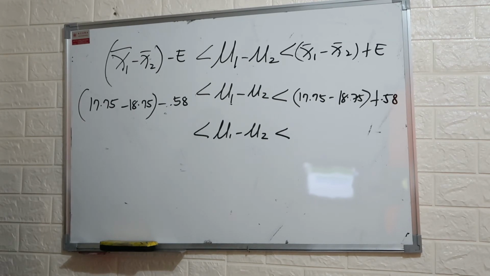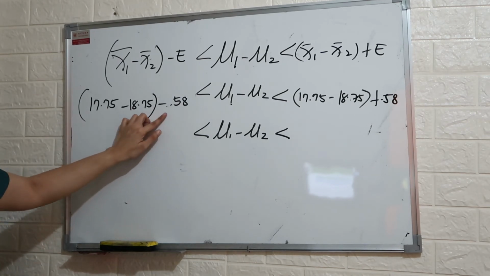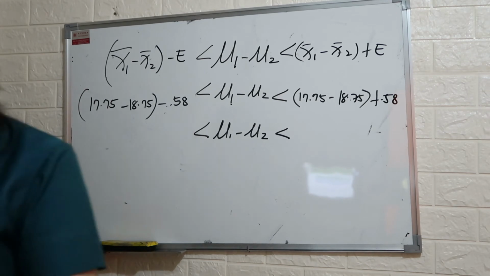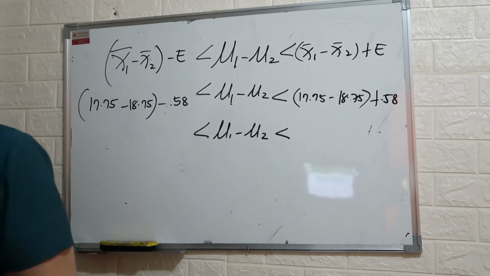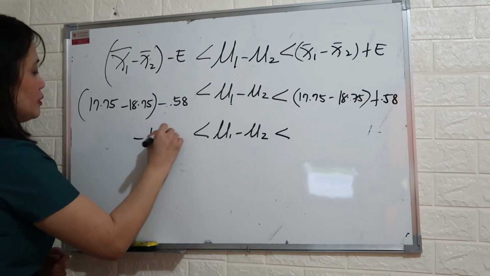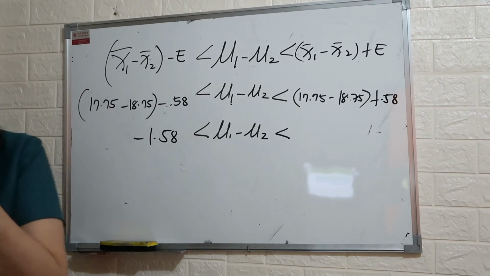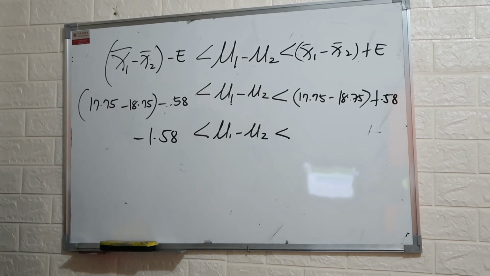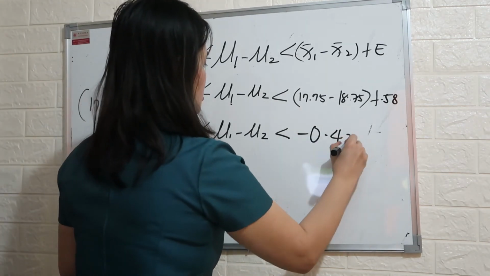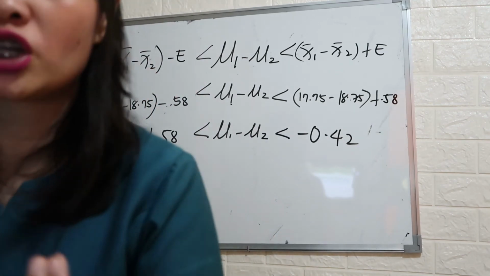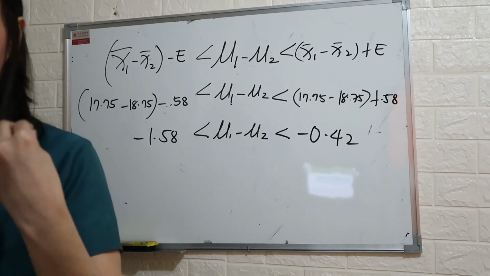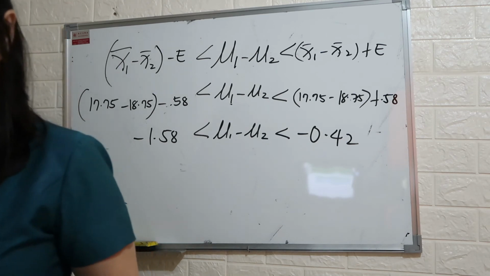What's the answer? Anyone? What will be the answer? Negative 1.58. Okay, negative 1.58, and then the other one is negative 0.42. Okay? So therefore, what is your conclusion? With the 90%, what?